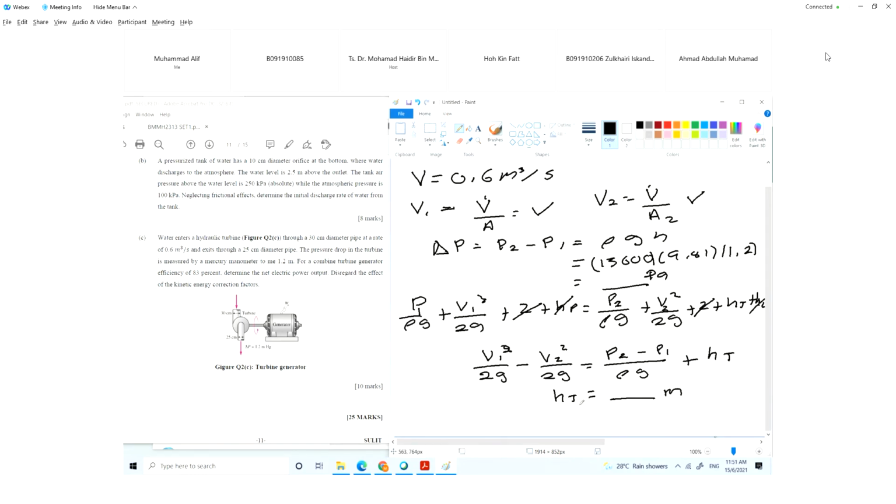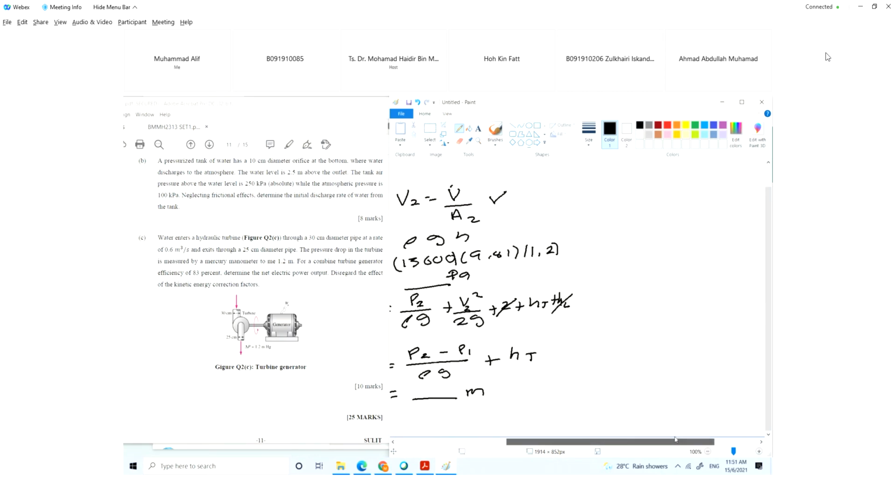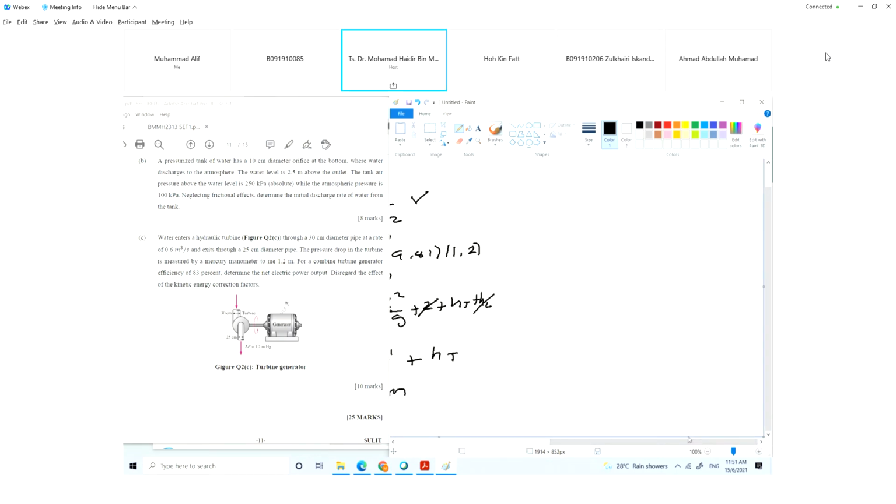After you get the value for H turbine, what you can do further is calculate the power generated by the turbine. The power generated by the turbine is rho g V dot H T. You already have the density, you know the gravity, V dot, and the H T you calculated before. So you can get the power of the turbine in watts.